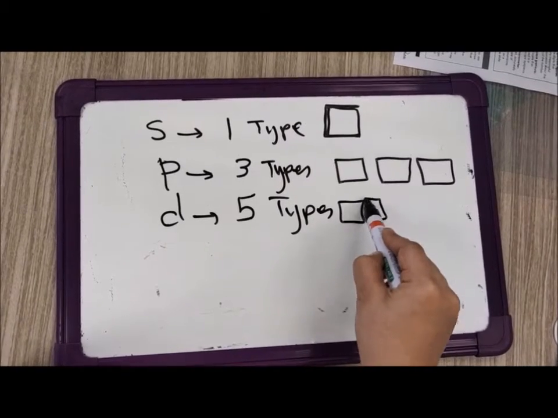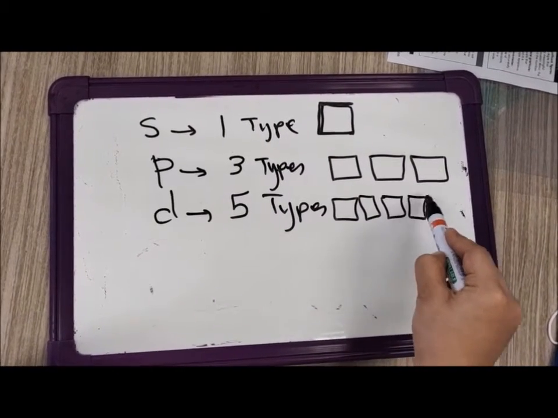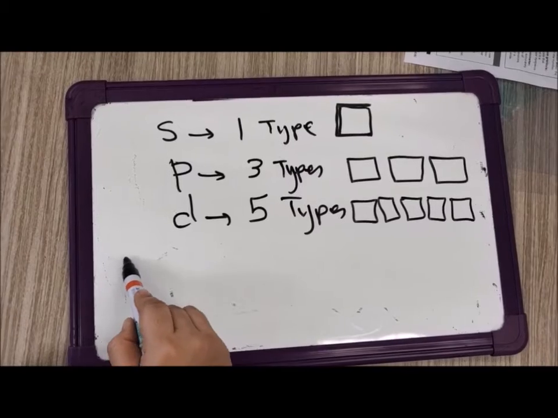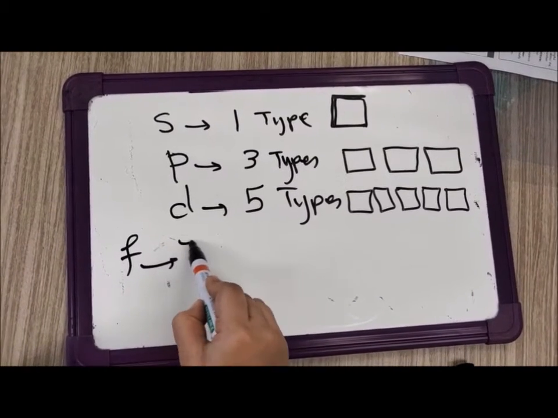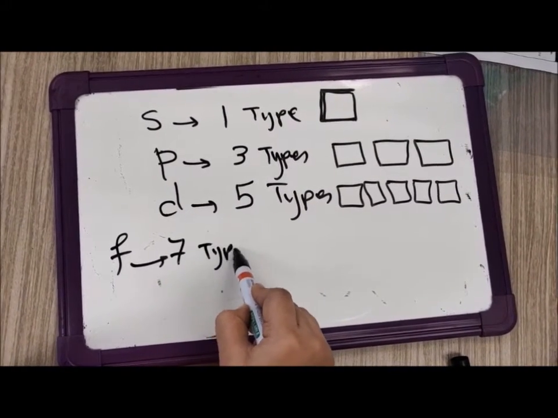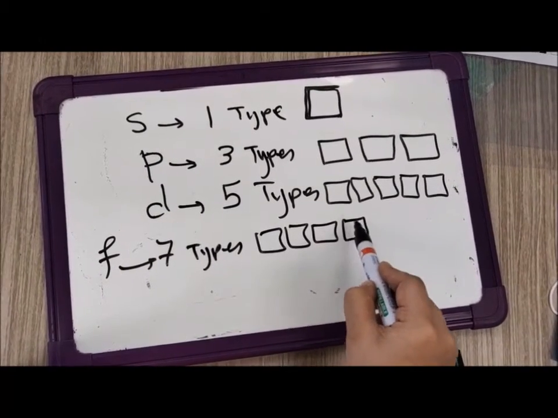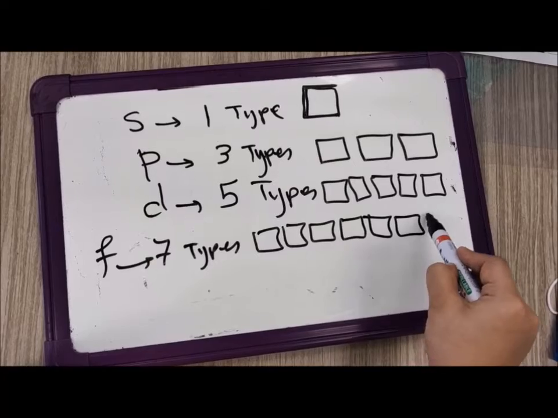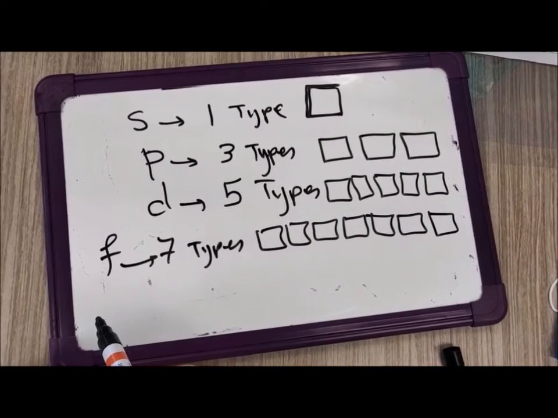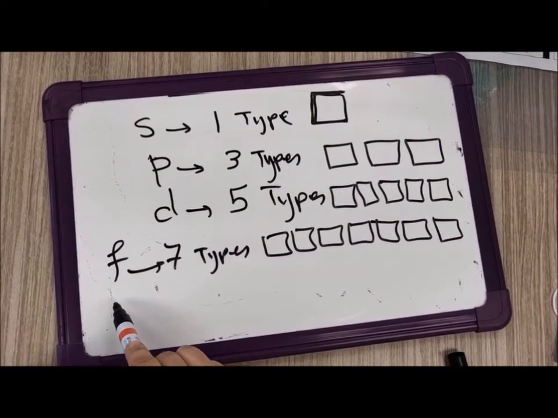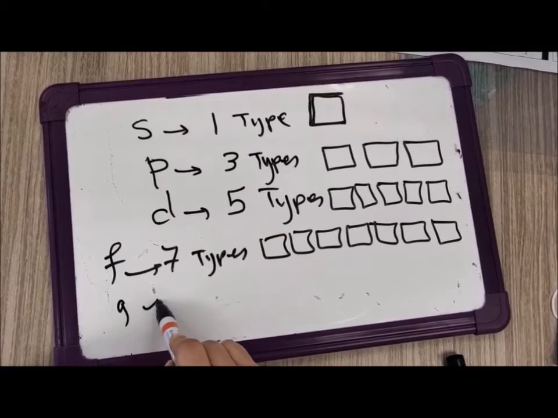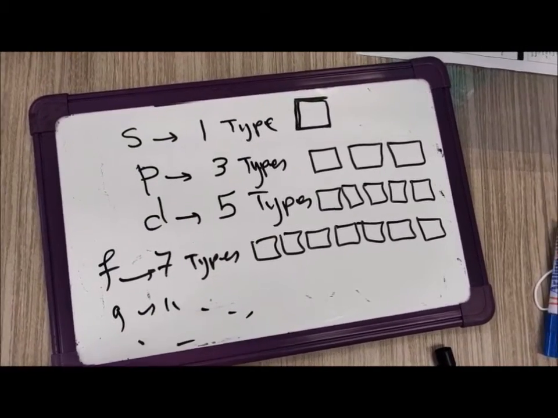For the d, we have 5 types of the d orbital. 1, 2, 3, 4, and 5. For the f orbital, we have 7 types. 1, 2, 3, 4, 5, 6, and 7. And of course, for the G, we have 11 and so on.